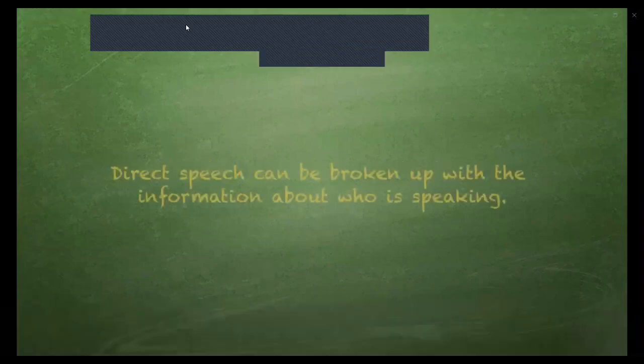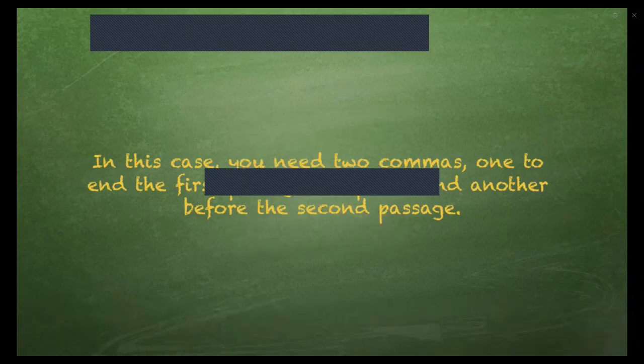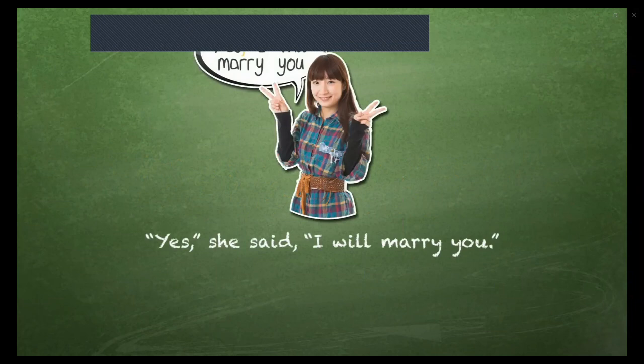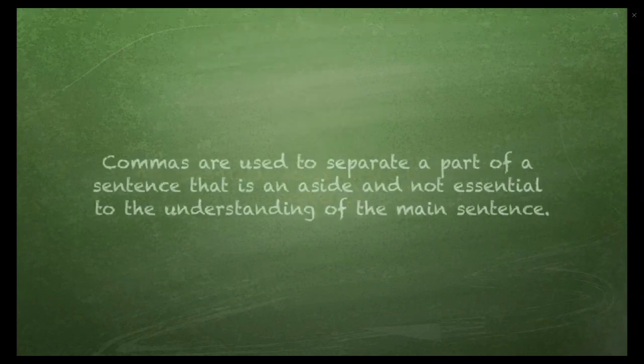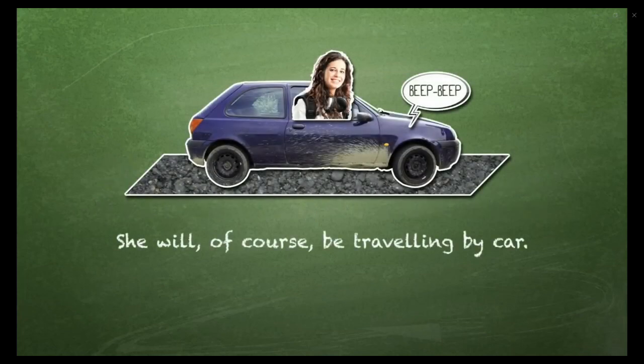Direct speech can be broken up with the information about who is speaking. In this case, you need 2 commas, one to end the first passage of speech and another before the second passage. Example: "Yes," she said, "I will marry you." Using commas to separate parts of a sentence. Commas are used to separate a part of a sentence that is an aside and not essential to the understanding of the main sentence. Example: She will, of course, be travelling by car.